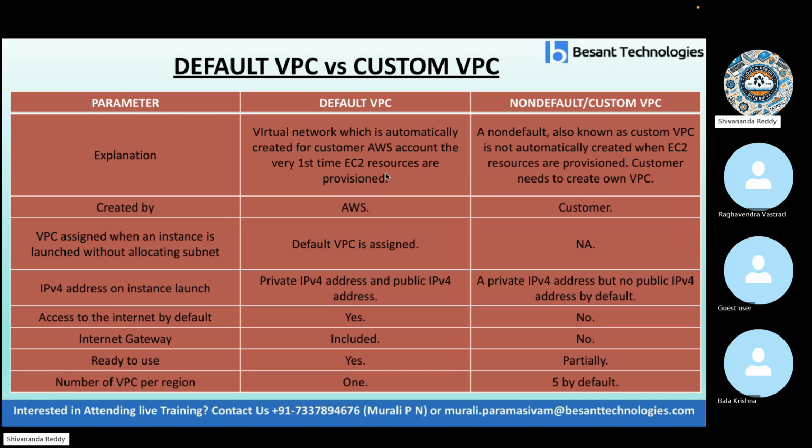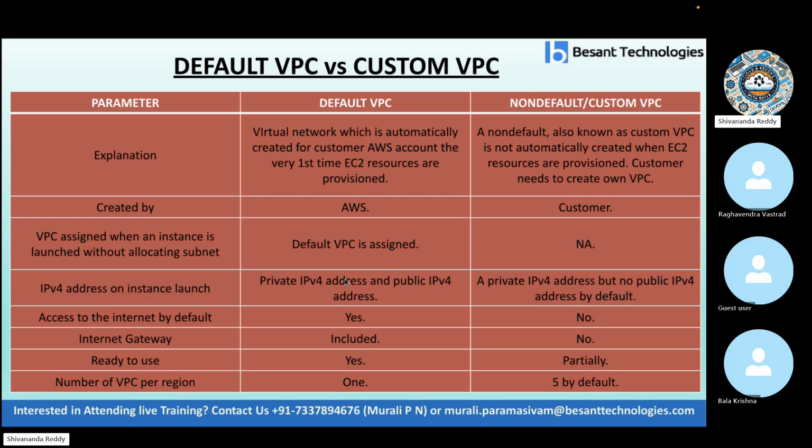A virtual network is automatically created for the customer's AWS account the very first time EC2 resources are provisioned. A non-default VPC, also known as a custom VPC, is not automatically created when EC2 resources are provisioned. The customer needs to create their own VPC. Default is created by AWS, custom is created by the customer. The default VPC is assigned when the instance is created, launched without allocating a subnet.